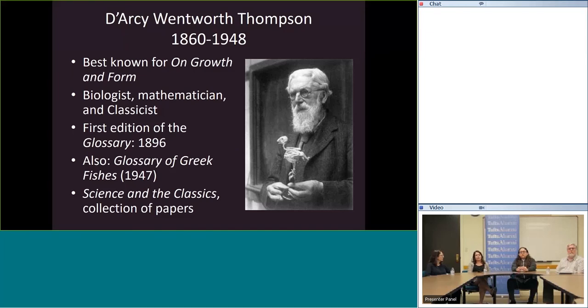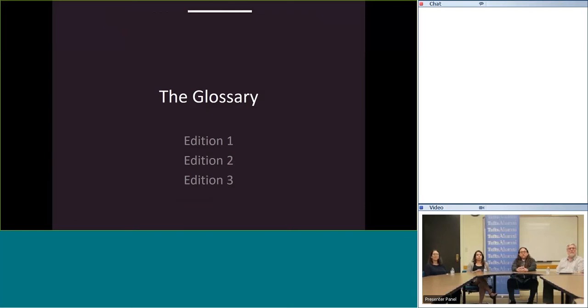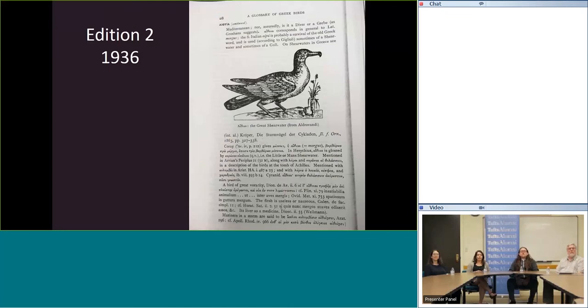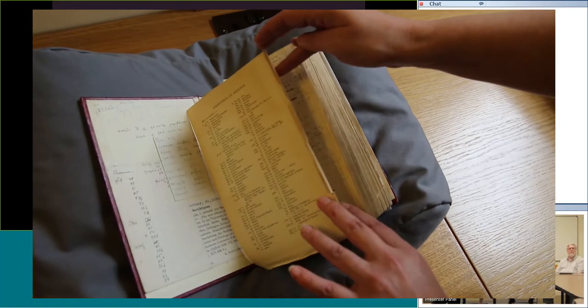This glossary is really a list of Greek bird names which Thompson tries to match with a modern interpretation. I can show you what this looks like. This is a quote from Thompson where he really explains how much different disciplines contribute to one another. Here's the glossary. This is the first edition, and here's the second edition, which gets prettier. And the third edition. This is a bit of video.